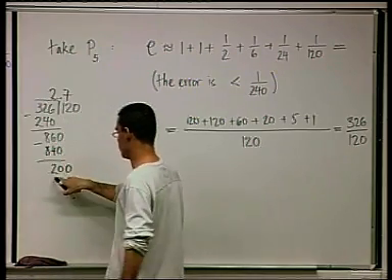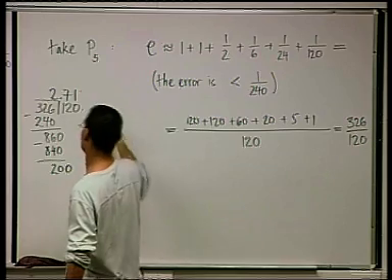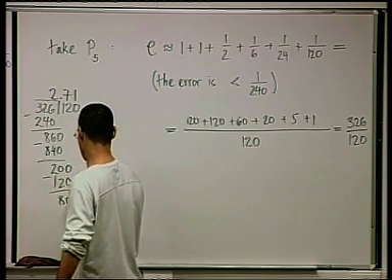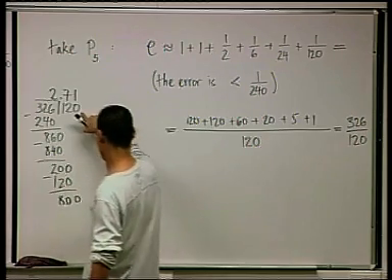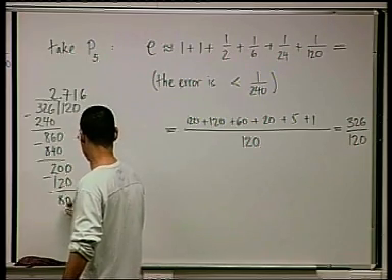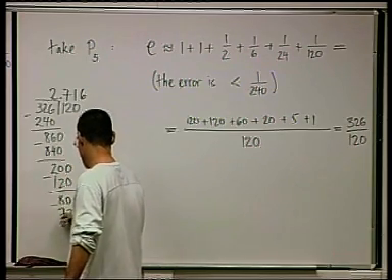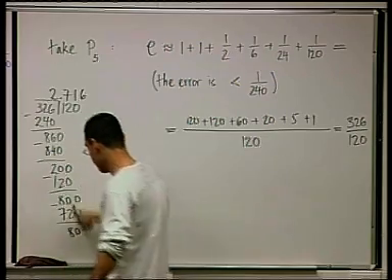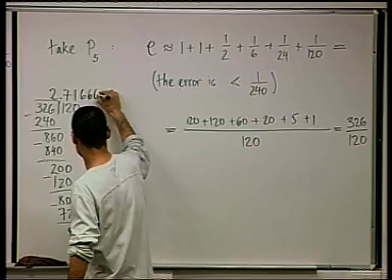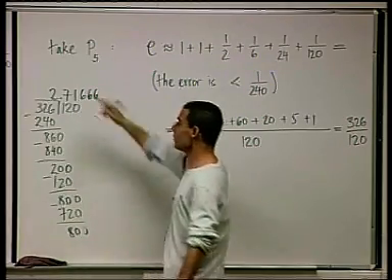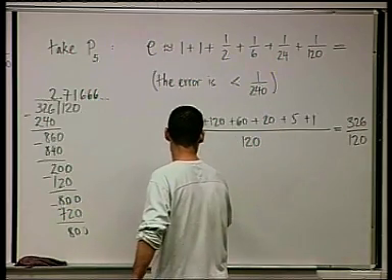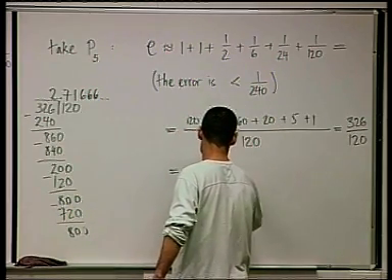Pull down another 0. 200 divided by 120 is 1. Multiply, you get 120. Subtract, you get 80. Pull down a 0. 800 divided by 120, it's not going to be 7, so it's going to be 6. 6 times 120 is 720. Subtract, you get 80. That's it. From here, it's going to repeat itself. Do you agree? So it's going to be 6666, and so on. So this equals 2.7166 bar.